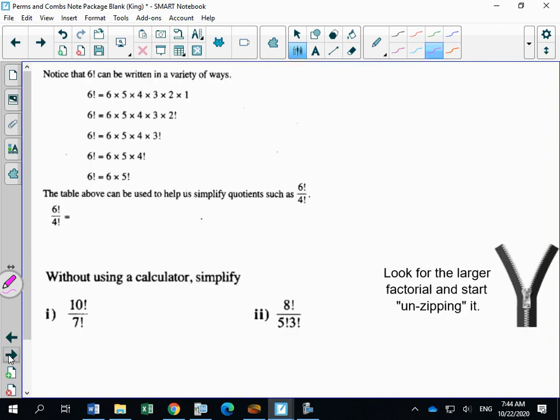Okay, next I want to show you is that 6 factorial can be written in a variety of ways. So we know that 6 factorial is a shorthand for multiplying a descending sequence, so I could do 6, 5, 4, 3, 2, 1. Or I, for example, could say 6 factorial is equal to 6 times 5 times 4 factorial. So if I don't want to actually finish off to the end, I could write this. And the reason is because you know that 4 factorial is simply 4 times 3 times 2 times 1.